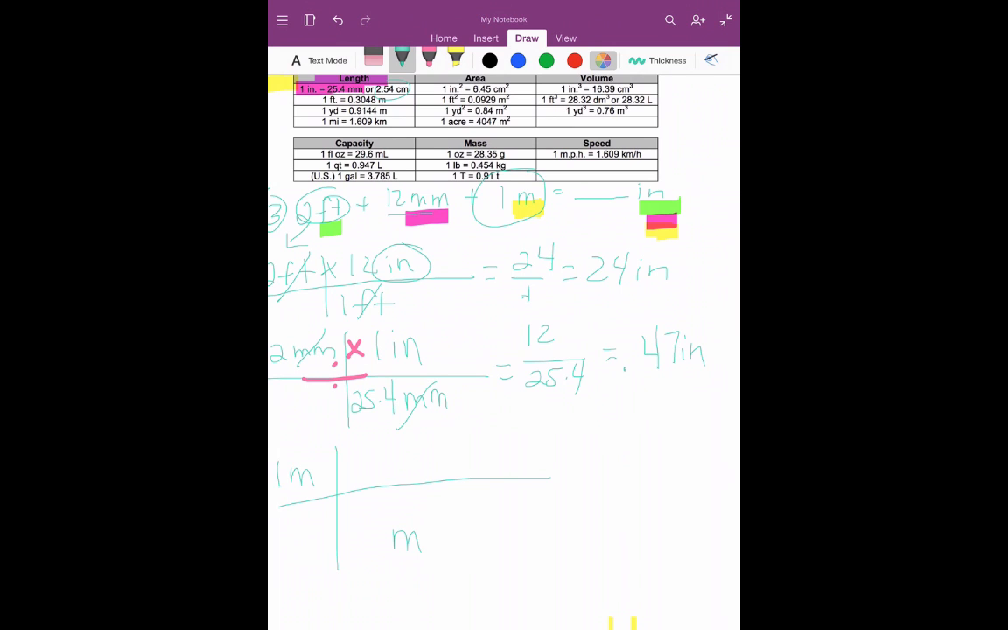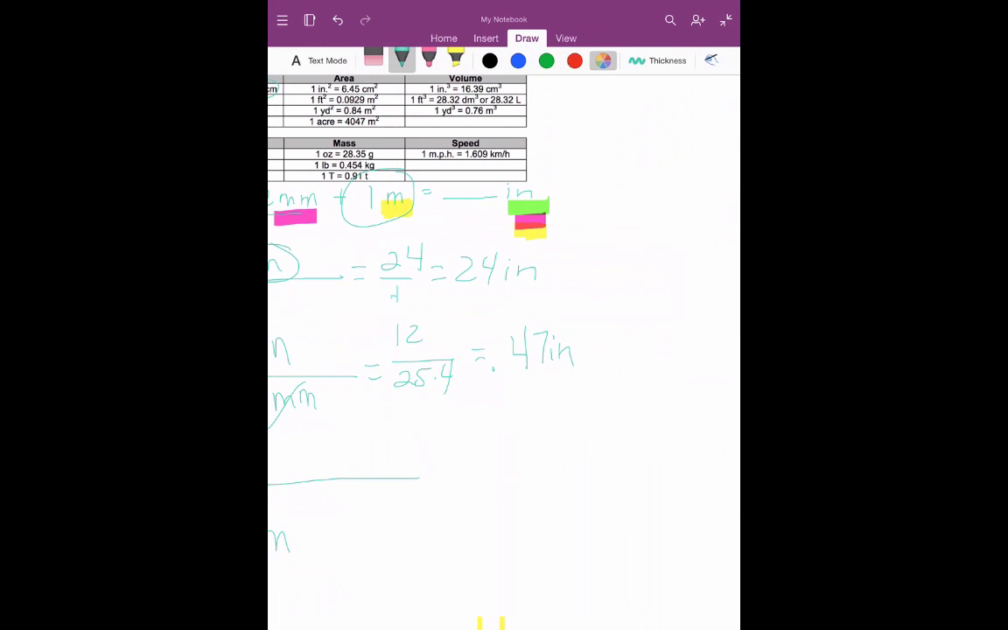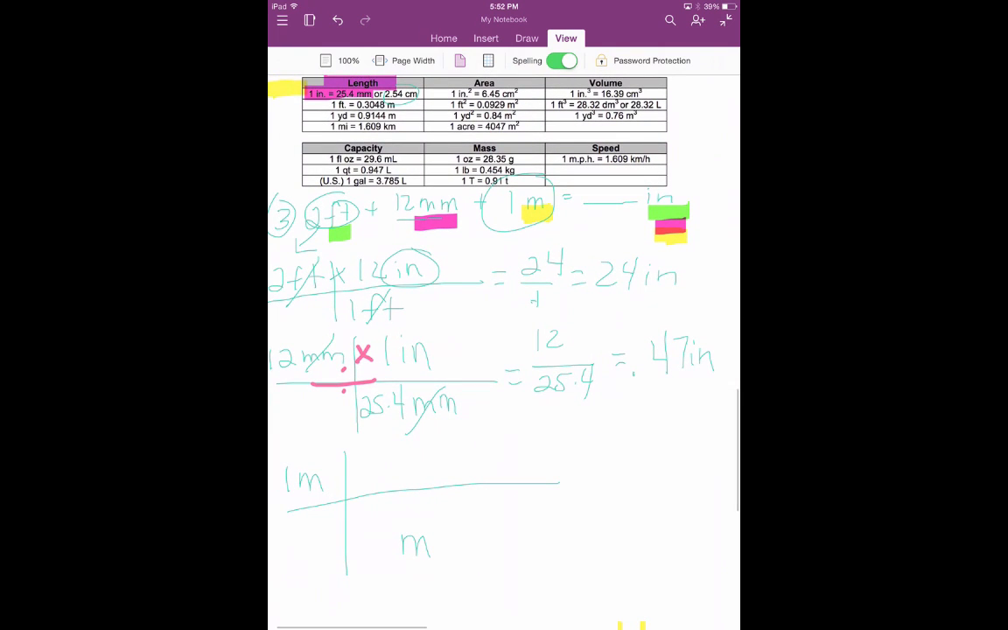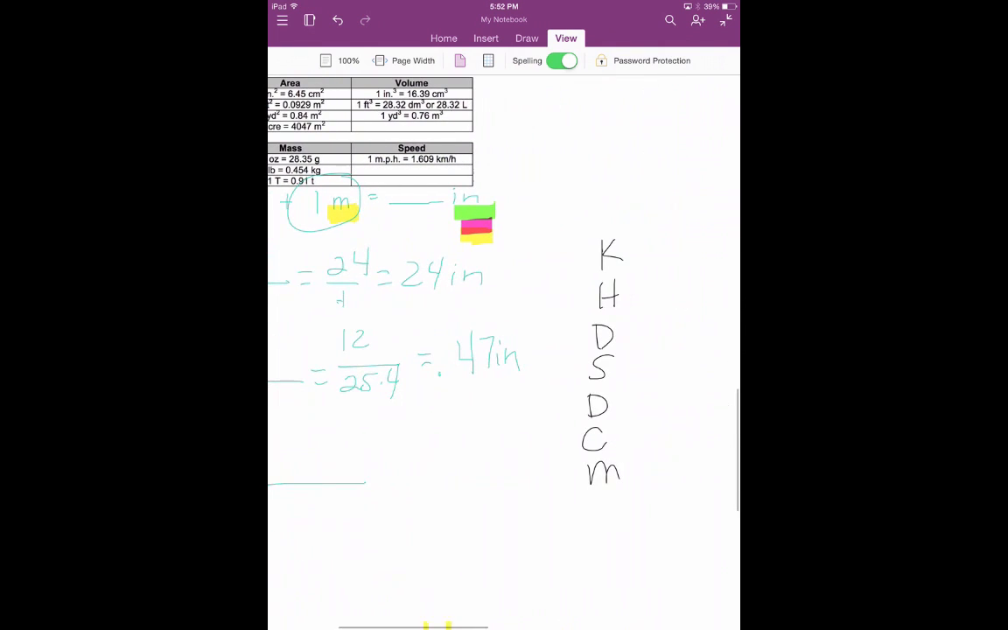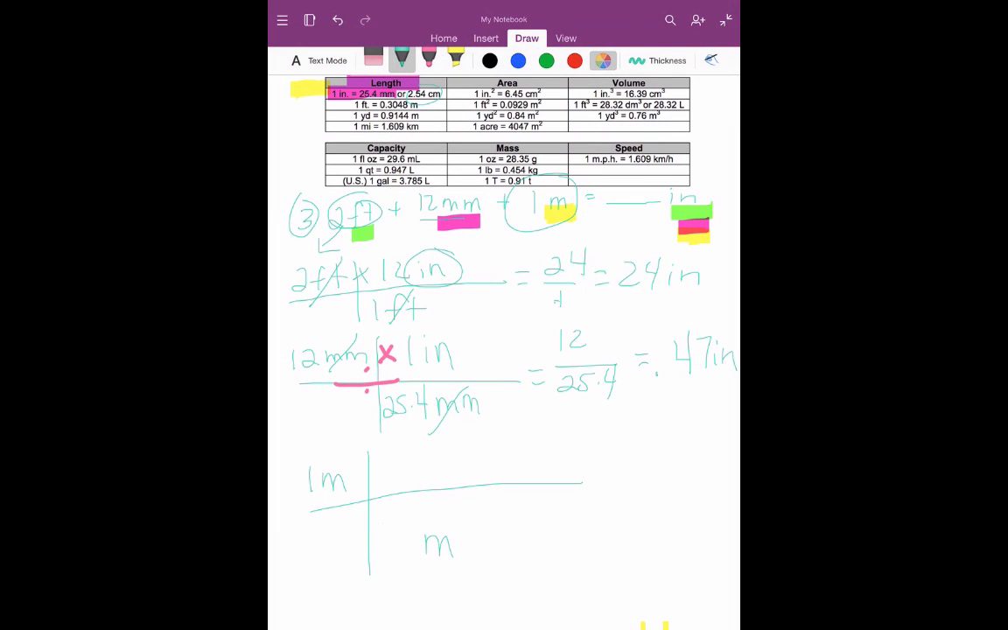If we go to our conversion thing over here, King Henry died Sunday drinking chocolate milk. We want to get from meters to centimeters. So 1 centimeter equals 0.01 meters. We have 0.01 meters equals 1 centimeter. Meters, bam, bam. Now we have centimeters into inches.